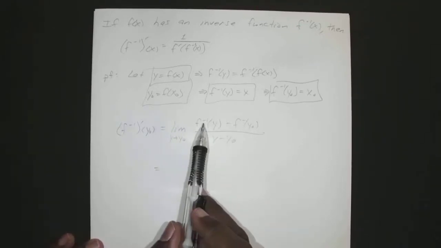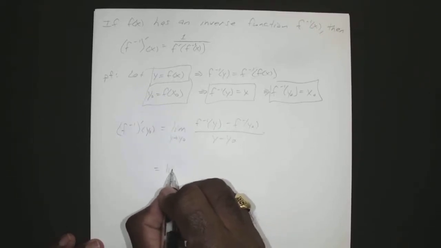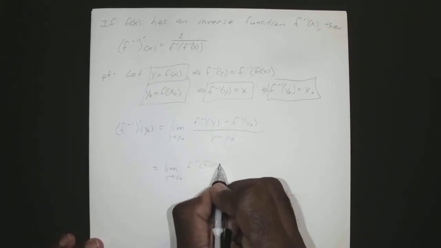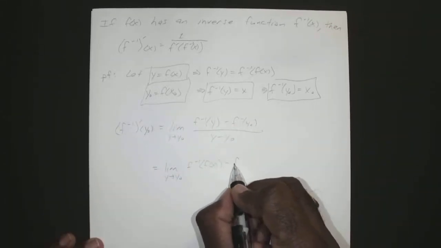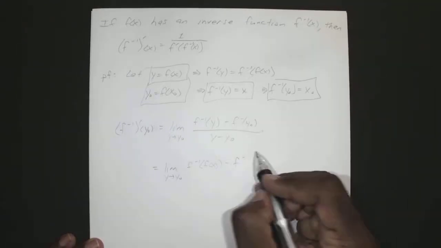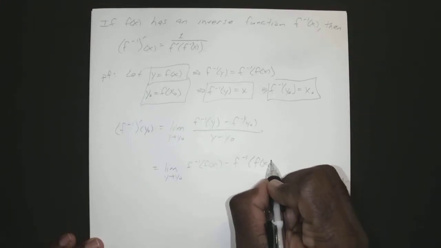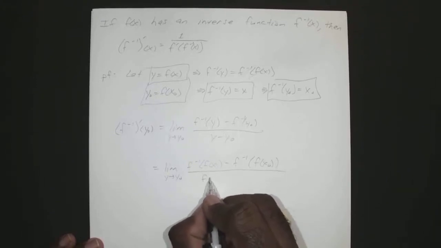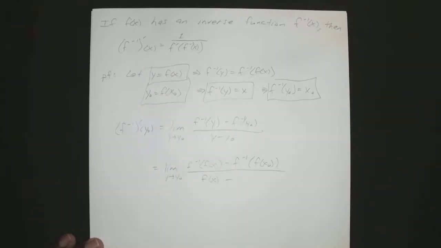Okay, which is equal to, we already know that y is equal to f of x. So that gives us the limit as y approaches y0 of f inverse of f of x. y0, we know that's f of x0. f inverse of f of x0 all over y, which is f of x, minus y0, which is f of x0.